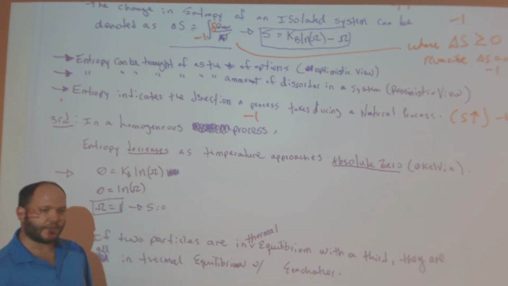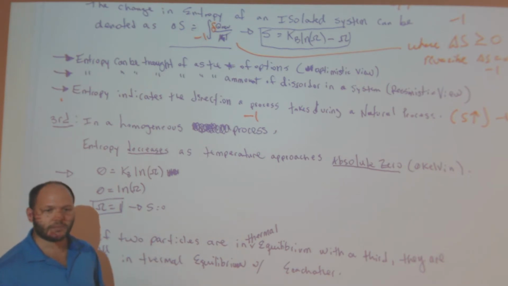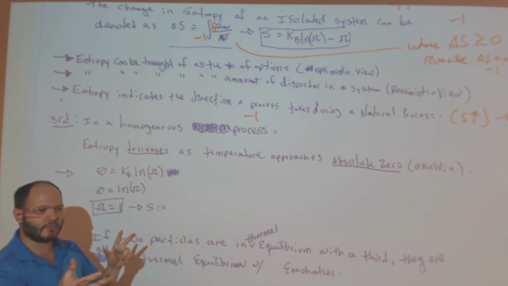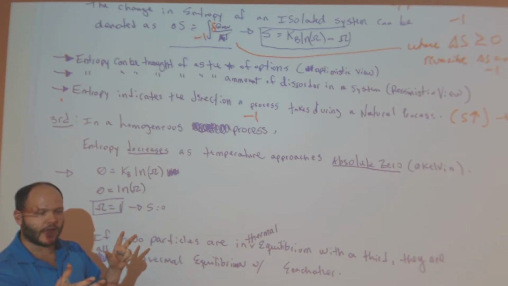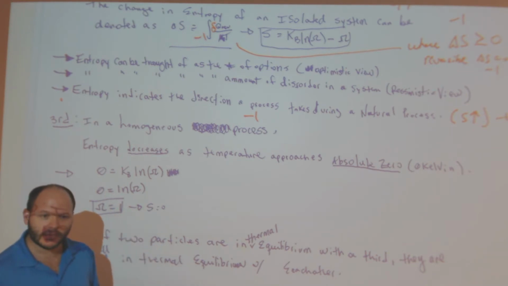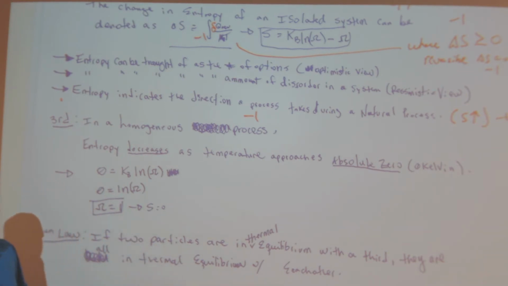No impurities, nothing, right? Just all copper atoms, all having the same spacing between each copper atom and angles between each copper atom, right? No defects. So a homogeneous system is usually what we have, right?